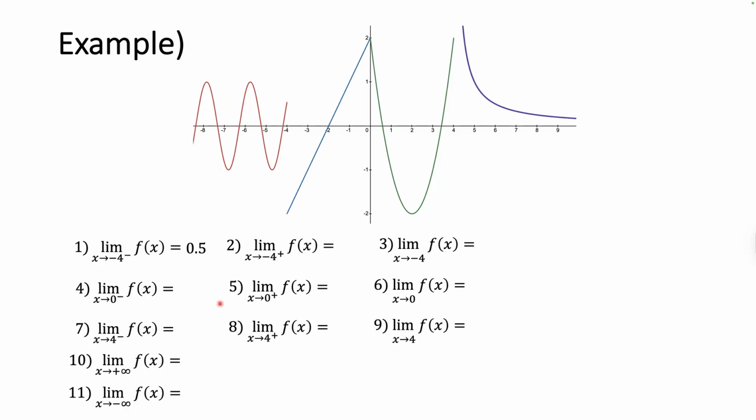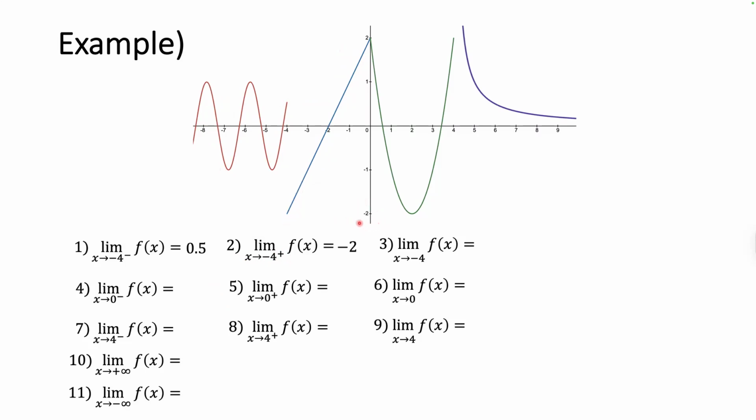The second question can be translated as the x value approaches -4 from the right side. The blue linear graph is located on the right side of x equals -4, so we need to follow the blue line to find the limit of the question. Yes, you find the value is -2.